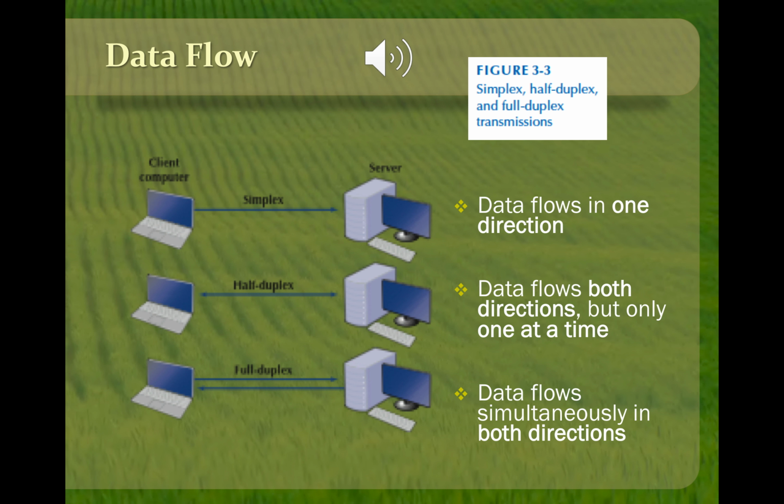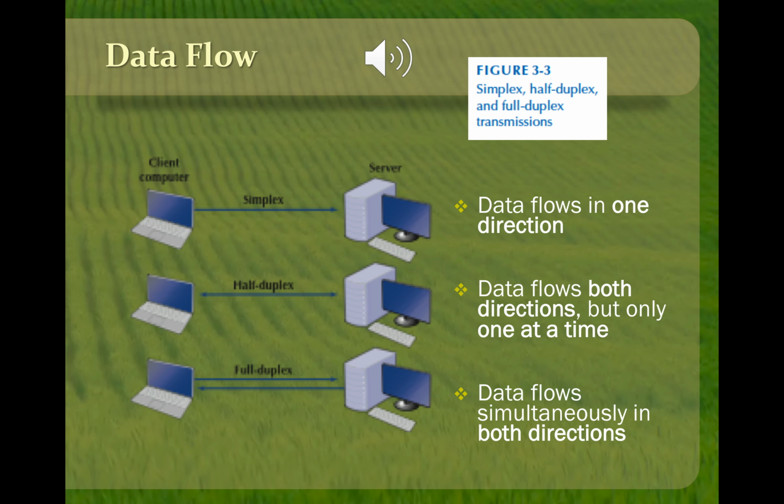All right, now let's talk about data flow. A simplex data flow moves in one direction, so communication can only happen going one way. In the example on the screen, it's from a client computer to a server. Simplex could also go from the server to the client machine, but only from the server to the client machine. That's an example of simplex.